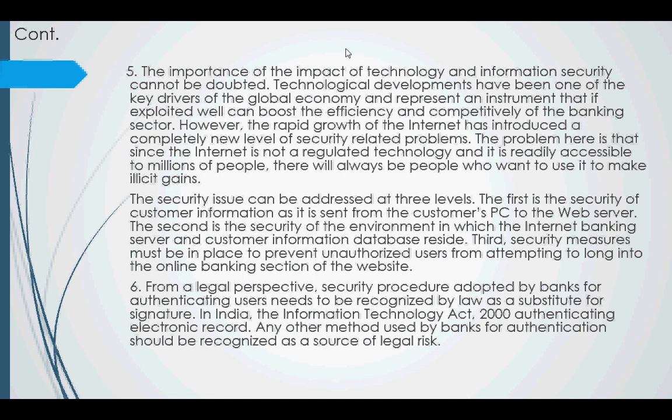From a legal perspective, security procedures adopted by the banks for authenticating users need to be recognized by law as a substitute for signature. In India, the Information Technology Act of 2000 authenticates electronic records; any other method used by banks for authentication should be recognized as a source of legal risk.